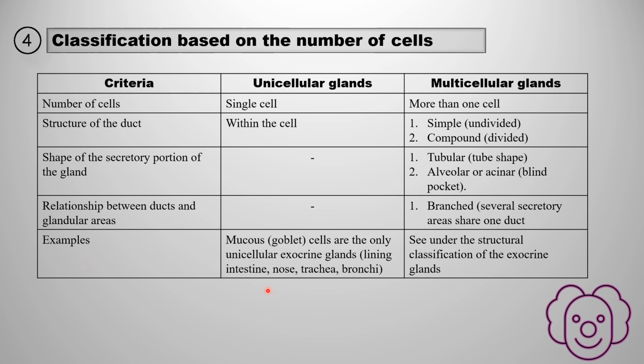Example of each one. For this, it is the goblet cells. So you remember mucus or goblet cells. We did talk about them before. Mucus or goblet cells are the only unicellular exocrine glands, lining the intestine, nose, trachea, bronchi, and so on. Here we are going to see the other ones, so you can see examples of each one, because they are more than one, and we have to make a combination between the duct and the tubular one. So we are going to the next slides.